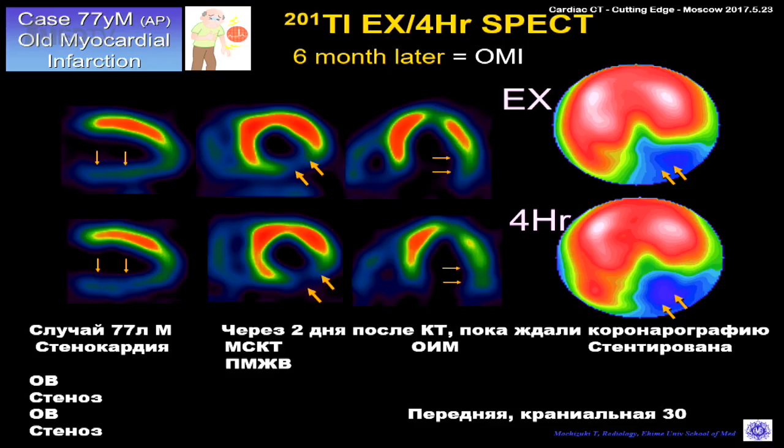But 6 months later, we did the exercise and rest Thallium 201 SPECT imaging. There was a persistent defect, both exercise and rest. That means the old myocardial infarction, no viability at all. So it was too late to open the occluded circumflex artery.